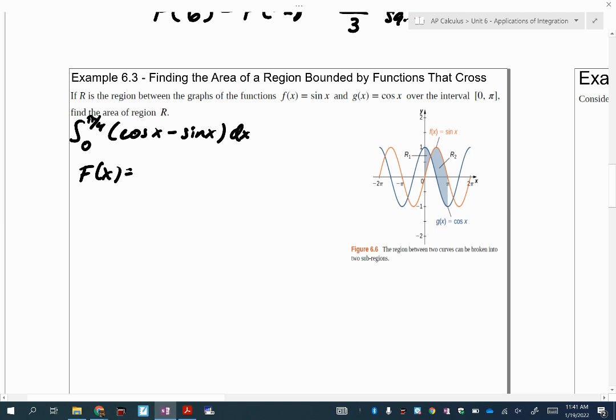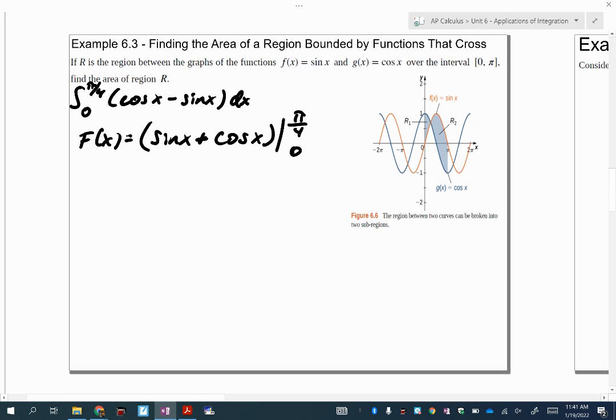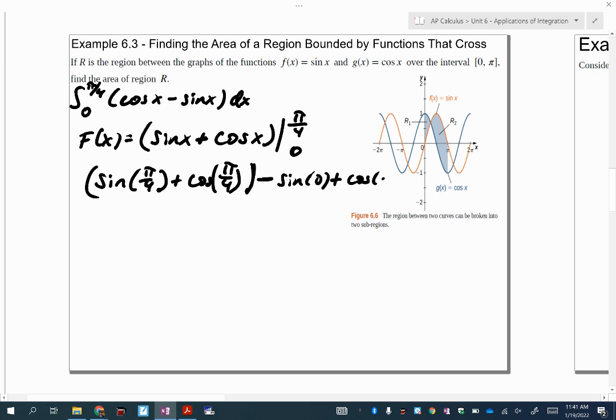Remember the derivative of sine is cosine, so that's going to be sine of x. And the derivative of cosine is going to be the opposite of sine of x. So actually this is the first one here. Evaluate it at pi over 4 and 0. So I'm going to find that first. That's the sine of pi over 4 plus the cosine of pi over 4, whatever that is, minus the sine of 0 plus the cosine of 0.